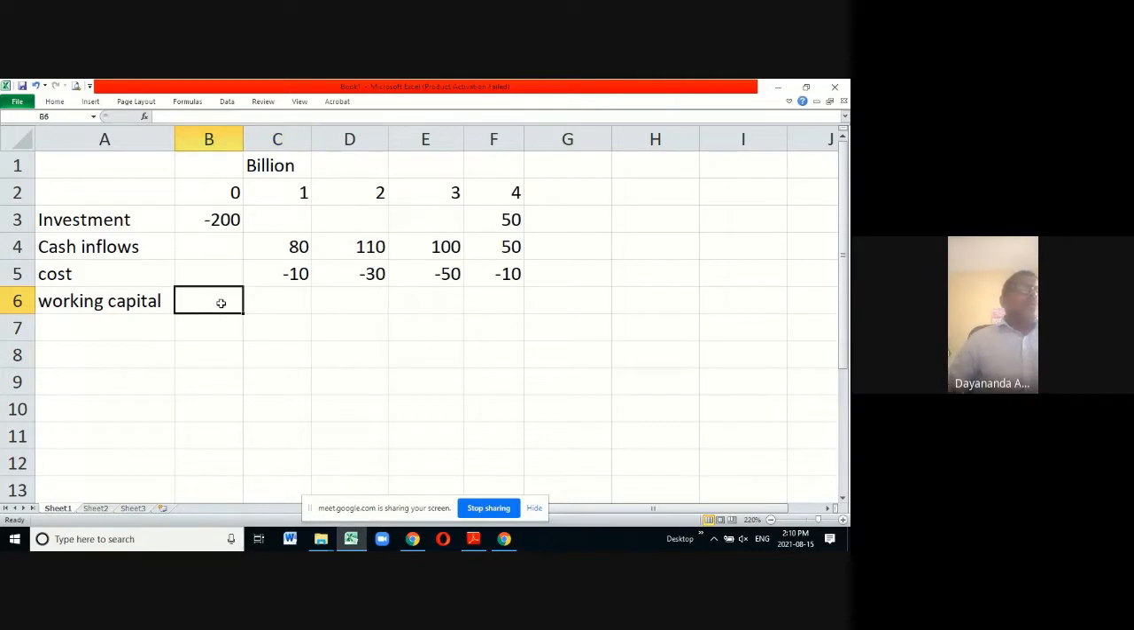So thereby normally working capital, say 30 million. Working capital 30 million.